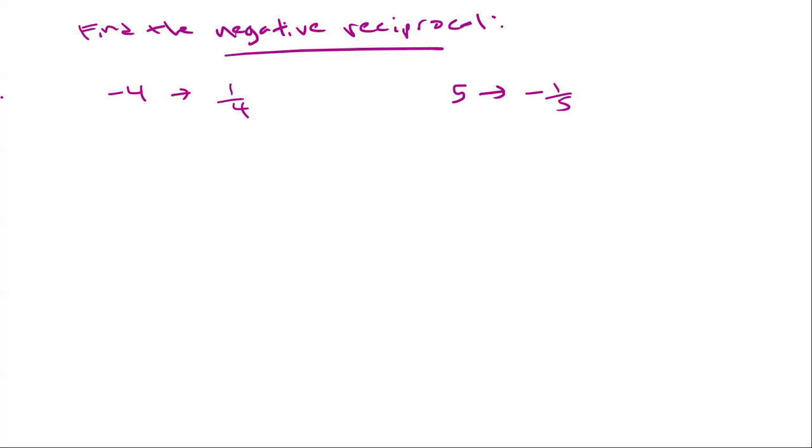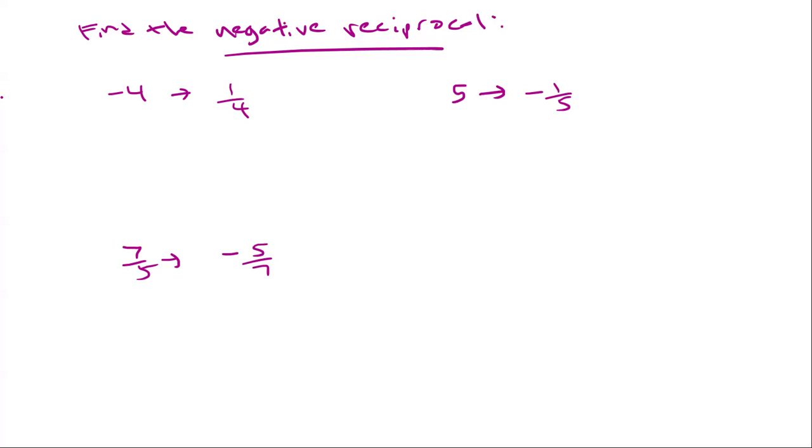Okay. How about if we had 7/5? What's the negative reciprocal of that? Good, right? So it again has to be flipped, 5/7. One is positive and the other one has to be negative. Okay. So this would be the negative reciprocal.